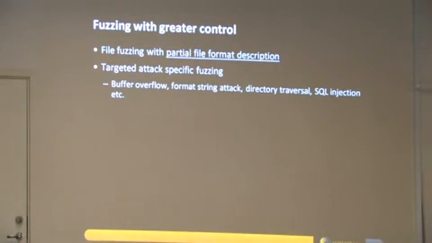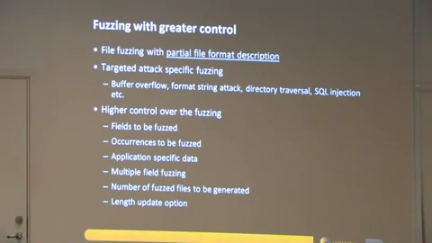Second is targeted attack specific fuzzing. These are some of the options that the tool currently has. If I have to test my application against buffer overflow in field A, you can specify that precisely, and hence it will give you more coverage and more compliance. So essentially this is achieved by having attack specific strings in the fuzzing dictionary.